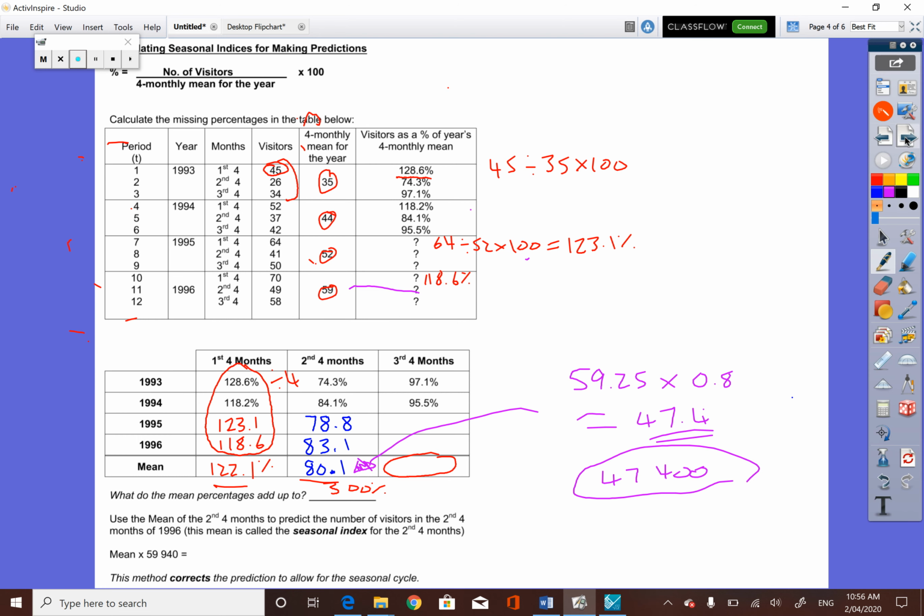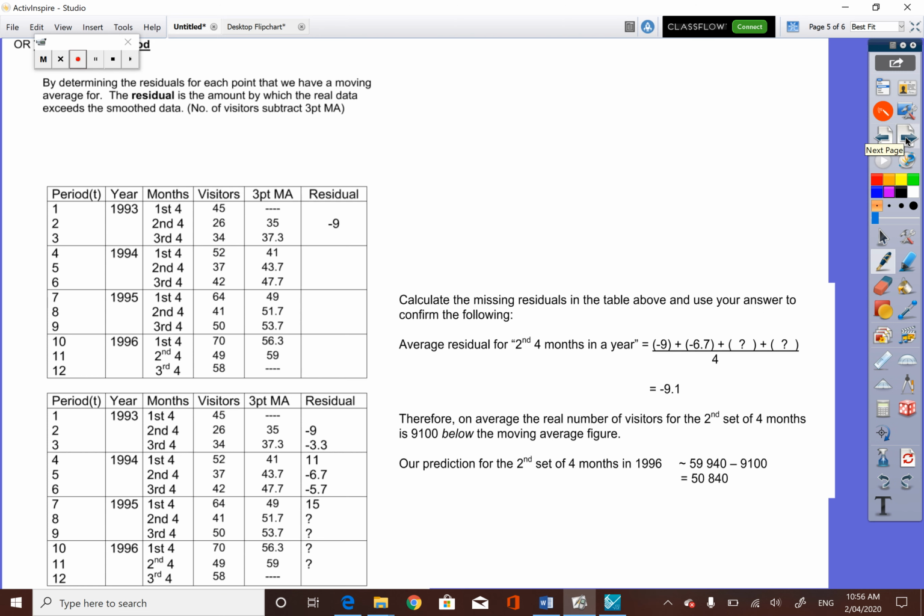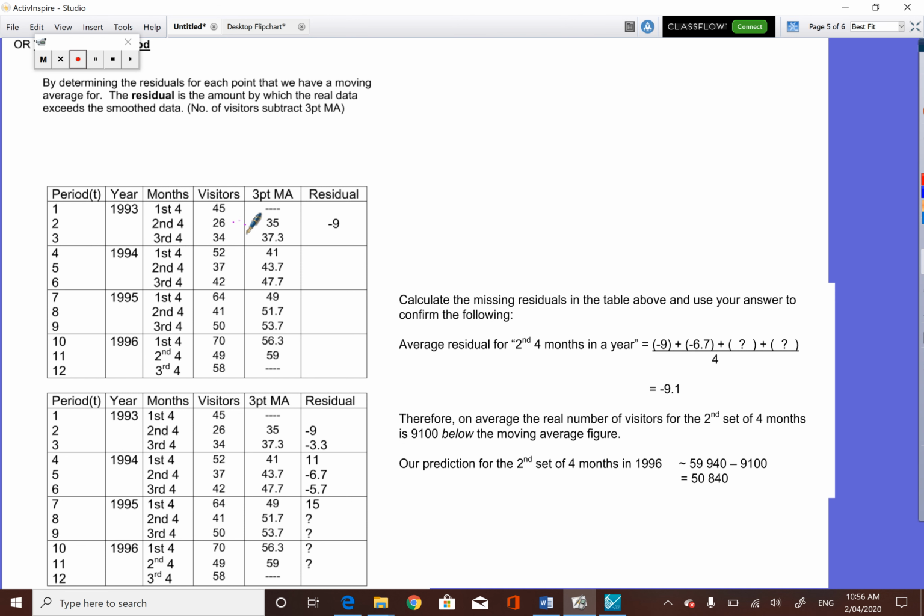Alright, there is one other way we can do this, and that's through the residual method. So the residual method is a little bit more simple. It takes the same principle, but it uses the 3-point moving average. And with each 3-point moving average, it just compares the actual visitors that you can see here to the 3-point moving average at that period of time. And then it leaves it as a result.